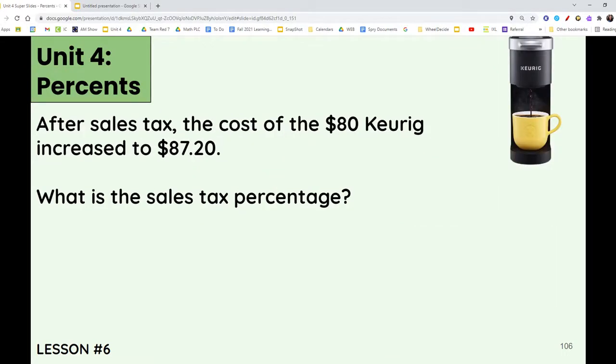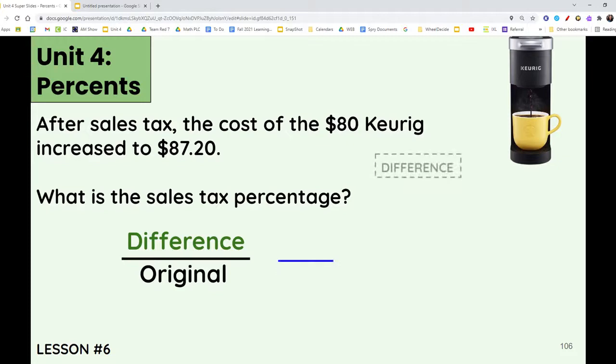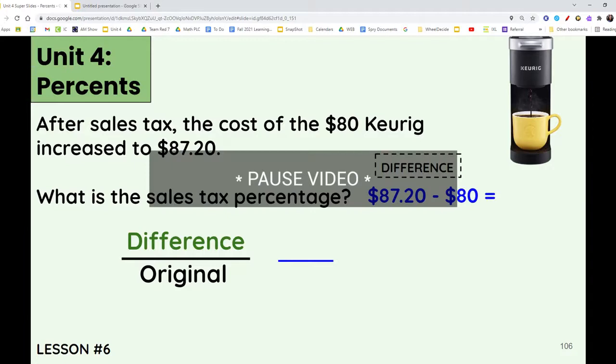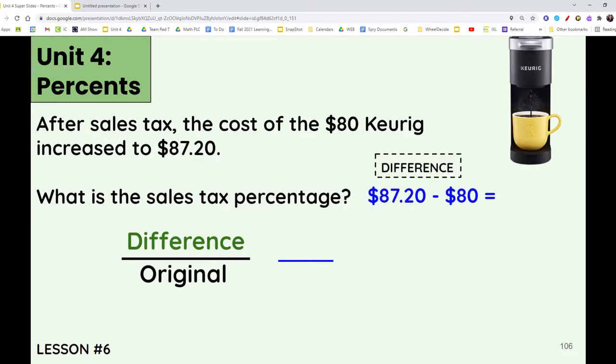After sales tax, the cost of the $80 Keurig increased to $87.20. What is the sales tax percentage? So we're going to do difference over original to find out what percent that sales tax was that made the price increase. So first, let's find the difference. Go ahead and subtract the two values to find the difference. Okay, you should have gotten $7.20.